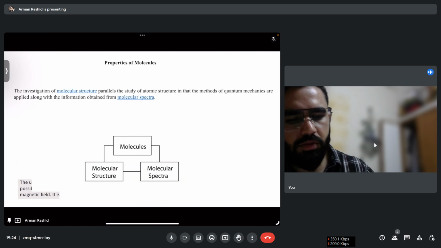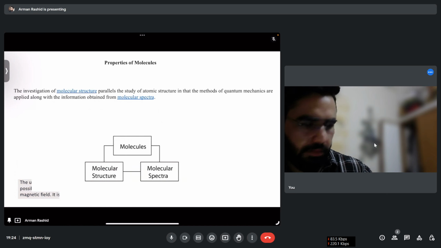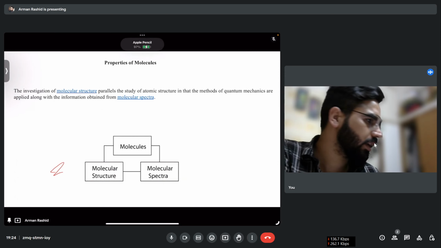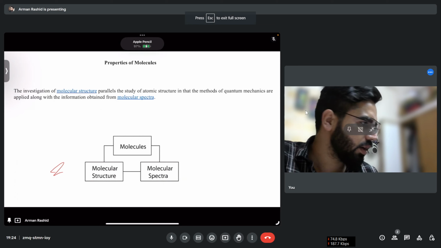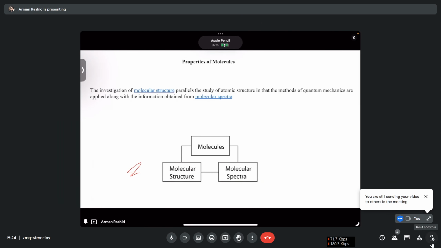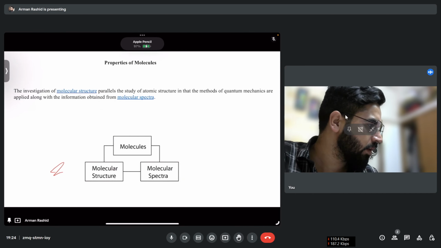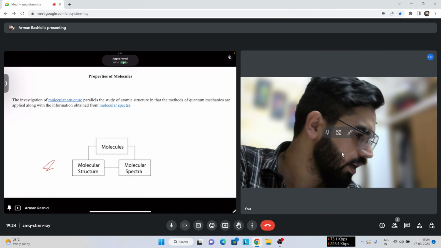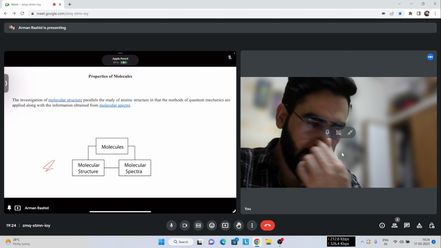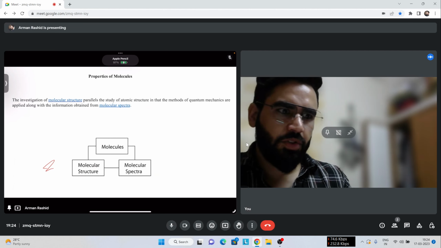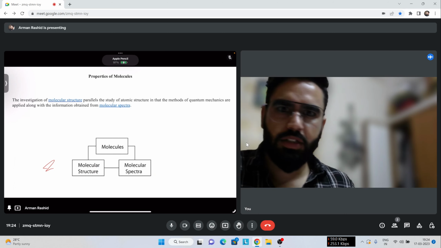Till now we were talking about the atomic properties, the properties of atoms. Now atoms are very simple. You have a single atom, you have just electronic energy states.